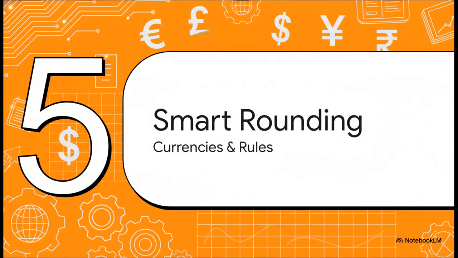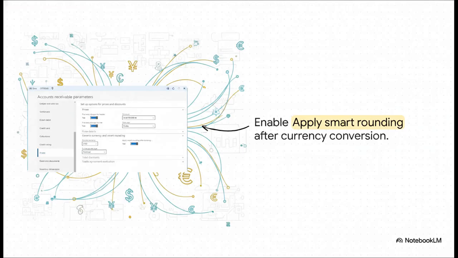And finally, Section 5, Smart Rounding, including currencies and rules. If you're using generic currencies, there is absolutely a crucial parameter in accounts receivable you need to know about. It's the Apply Smart Rounding After Currency Conversion toggle. This basically dictates that smart rounding has to execute after a generic currency is converted in real time.